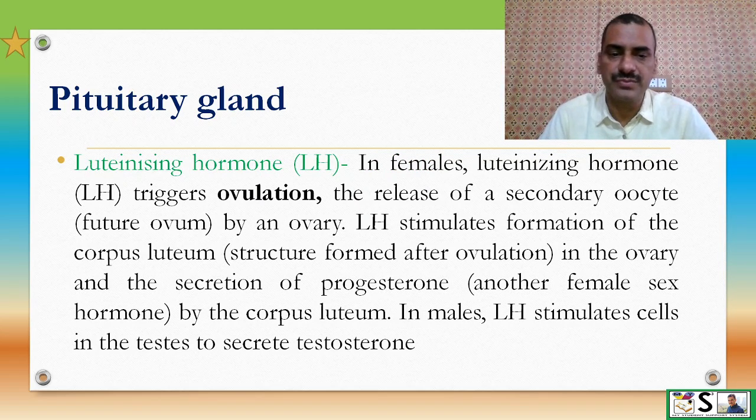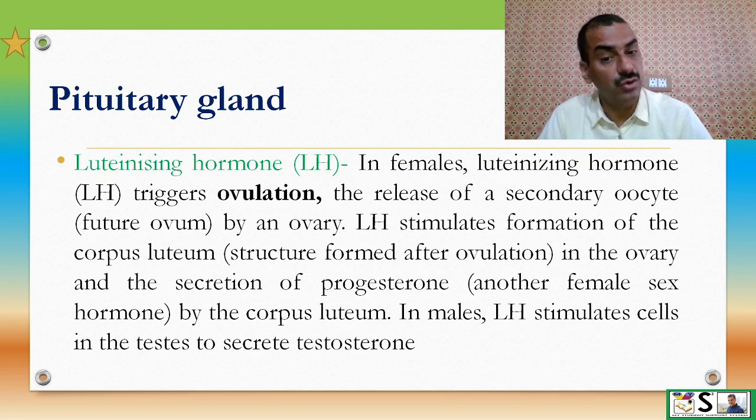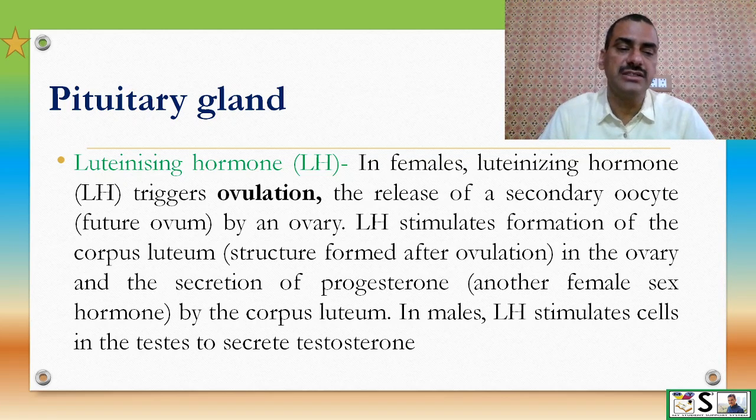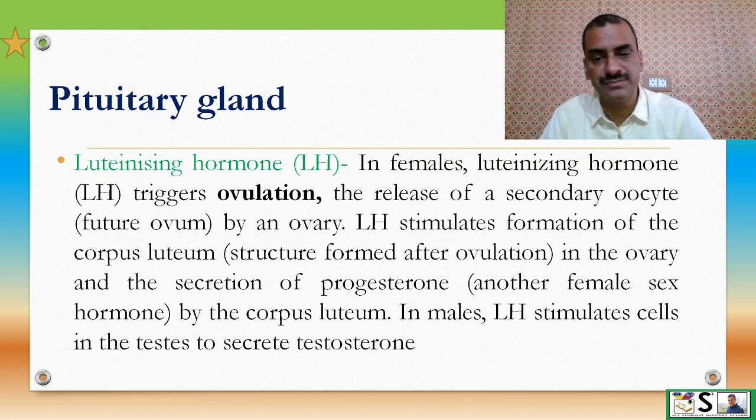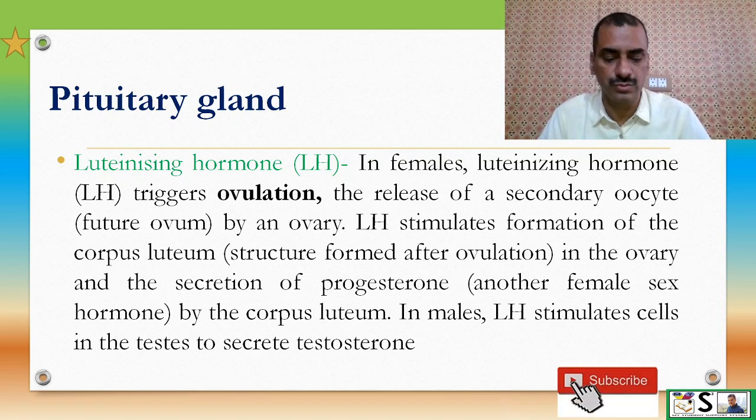Luteinizing hormone. In females, luteinizing hormone triggers ovulation, the release of the secondary oocyte by the ovary. LH stimulates formation of the corpus luteum in the ovary and secretion of progesterone by the corpus luteum. In males, LH stimulates cells in the testes to secrete testosterone hormone.